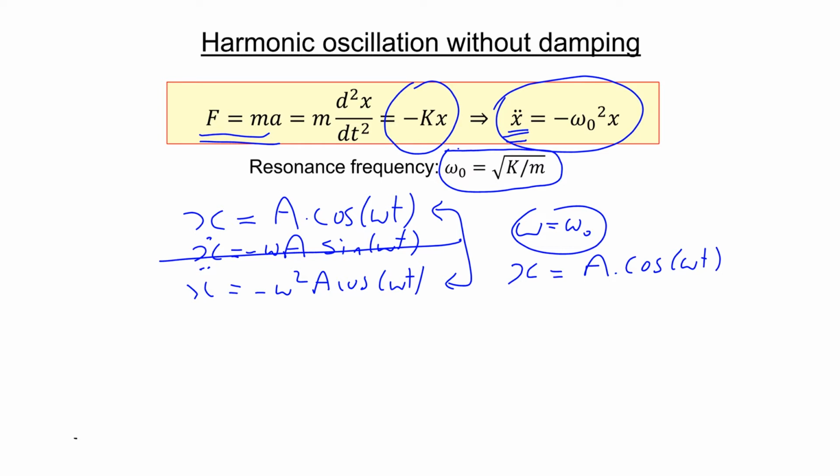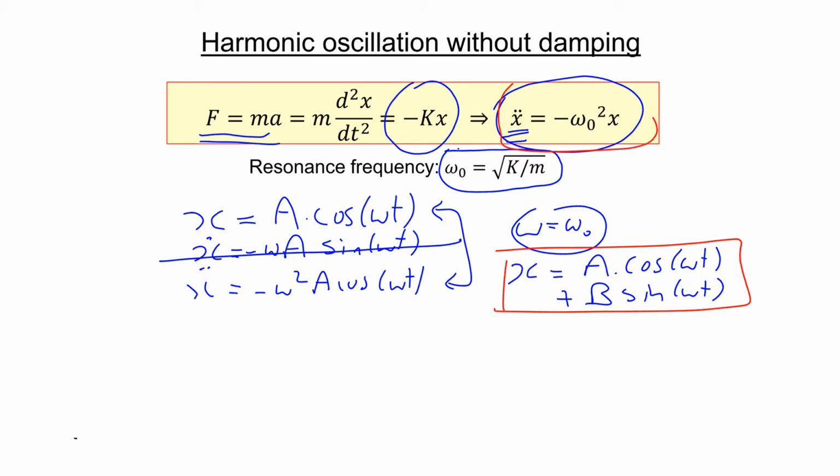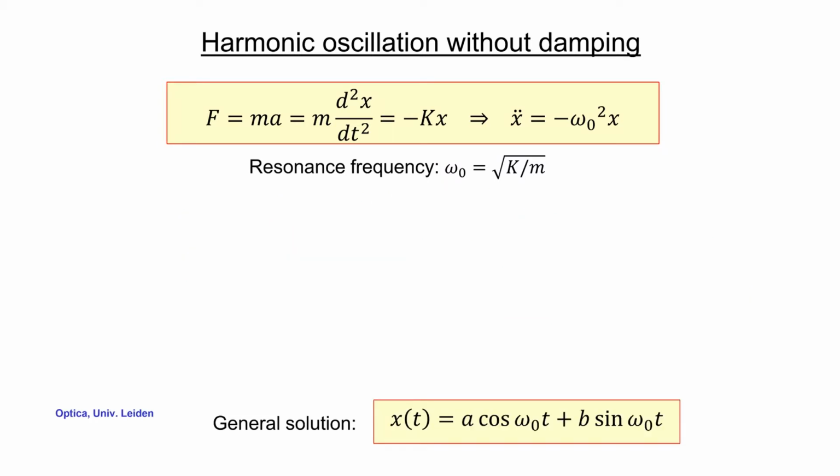But you can also try another one. You can also try a similar one of a sine form. And you find that the generic solution of this equation for the harmonic oscillator is of this form. So if you combine the two, you get the generic solution of this form.